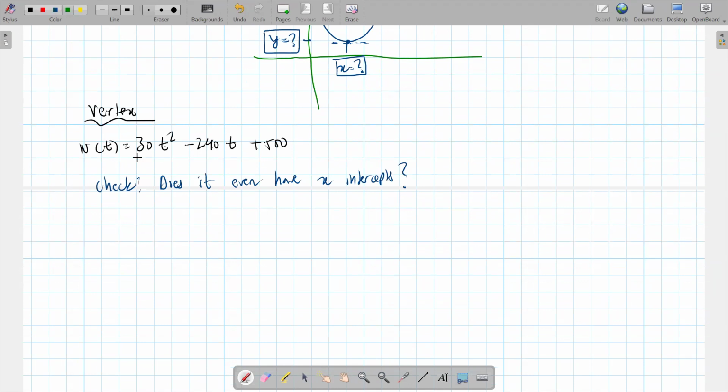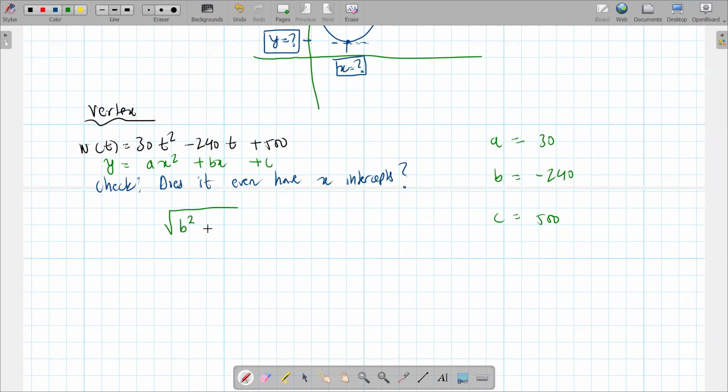We're going to compare this with the general quadratic formula, ax squared plus bx plus c. Can you tell me what a, b, and c are? 30, minus 240, and 500. So this is how you check whether something has x-intercepts or not. This comes from the quadratic formula. This is part of the quadratic formula.